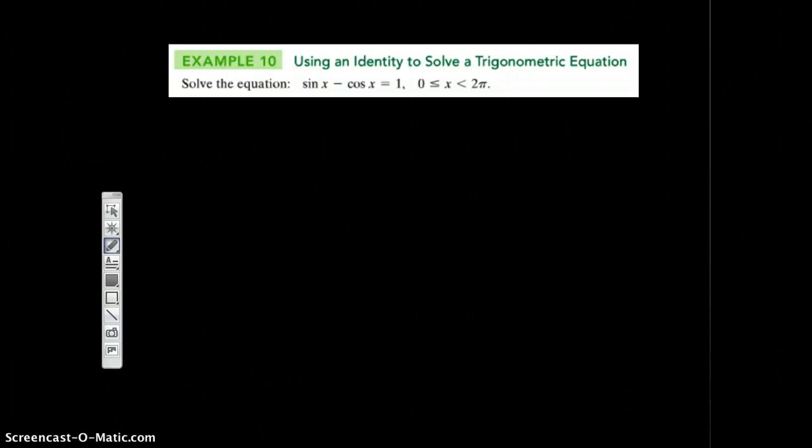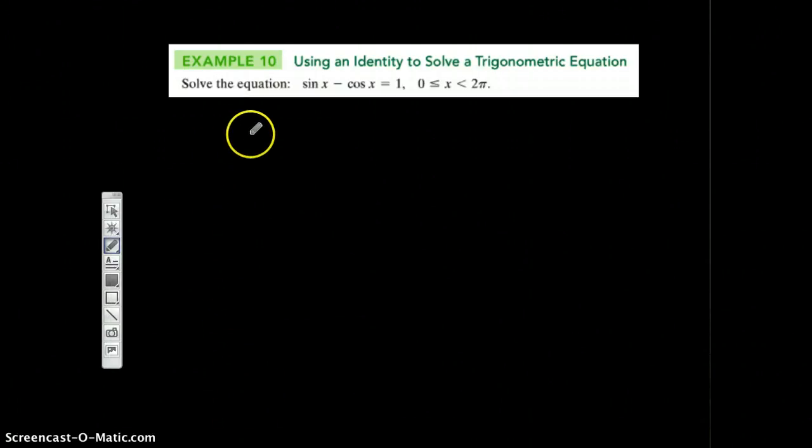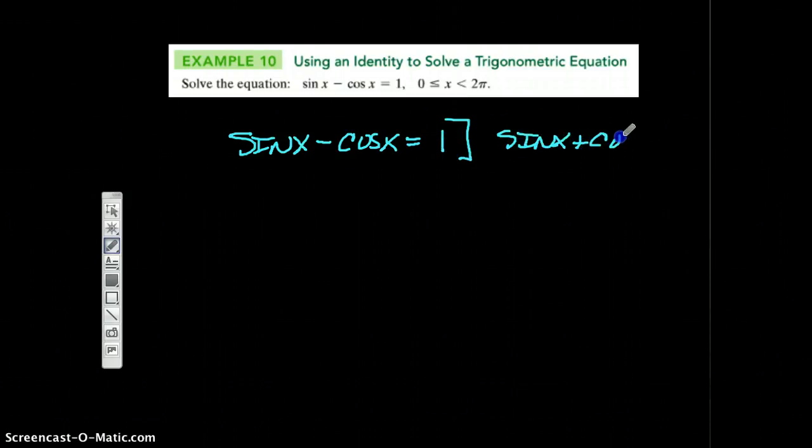All right, now we're going to get sort of fancy. The question is sine of x minus cosine x is equal to 1. Well, this looks like a conjugate. If I multiply both sides by sine x plus cosine x, what would happen? Well, what would happen? I think I would have a problem. That's what would happen.